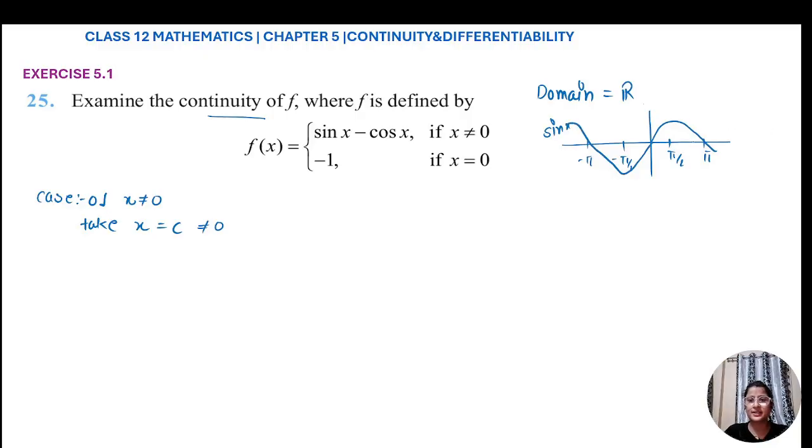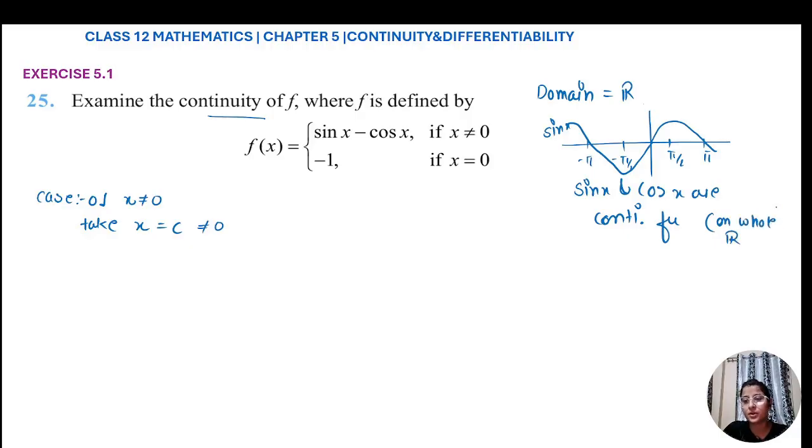So a graphical approach is also there. When you do not have to lift your pen at any point, then the function is said to be continuous. As sin x is a continuous function, similarly cos x is also a continuous function. So sin x and cos x are continuous functions. What do you mean by a continuous function? That means continuous in its whole domain, that is, they are continuous on whole R.